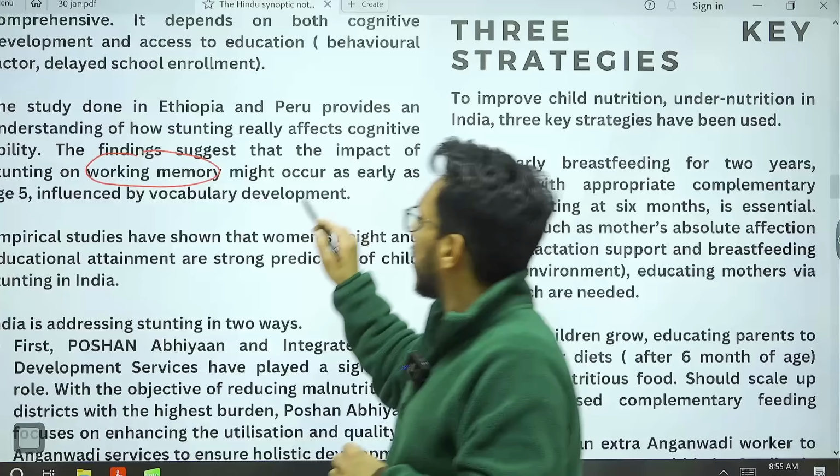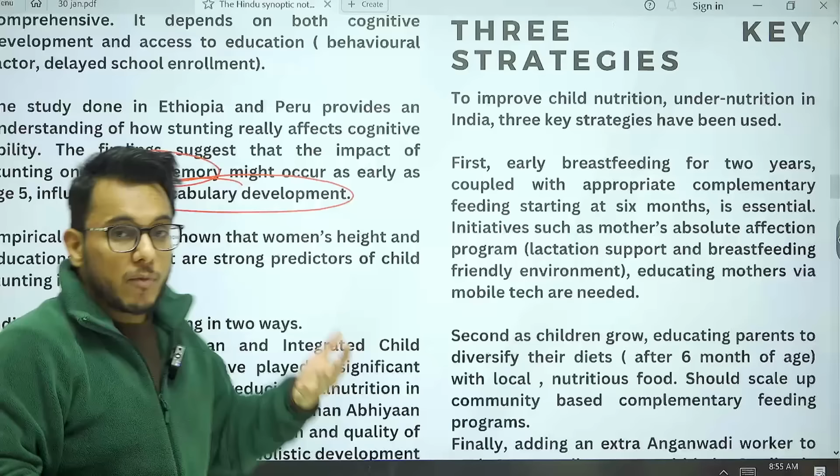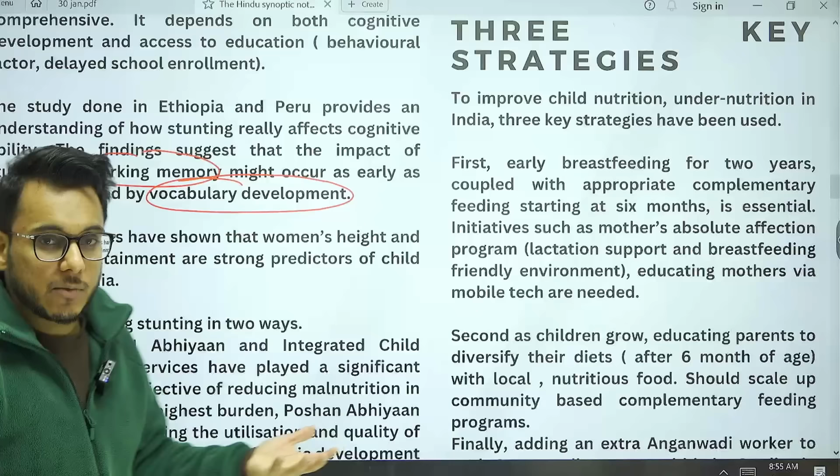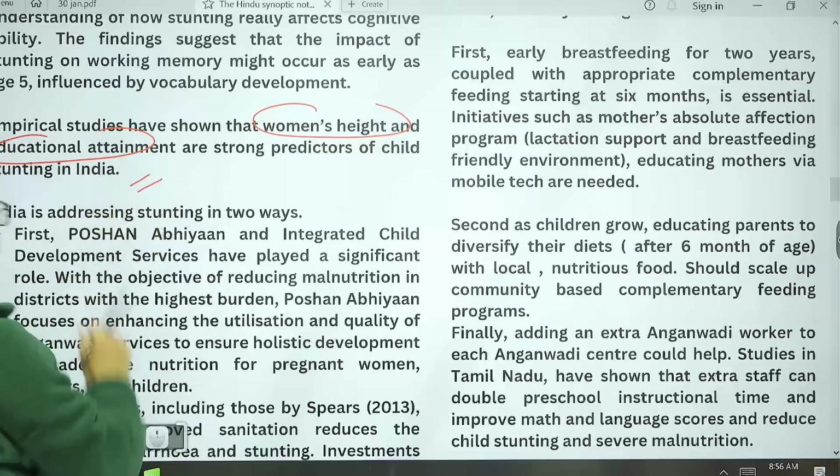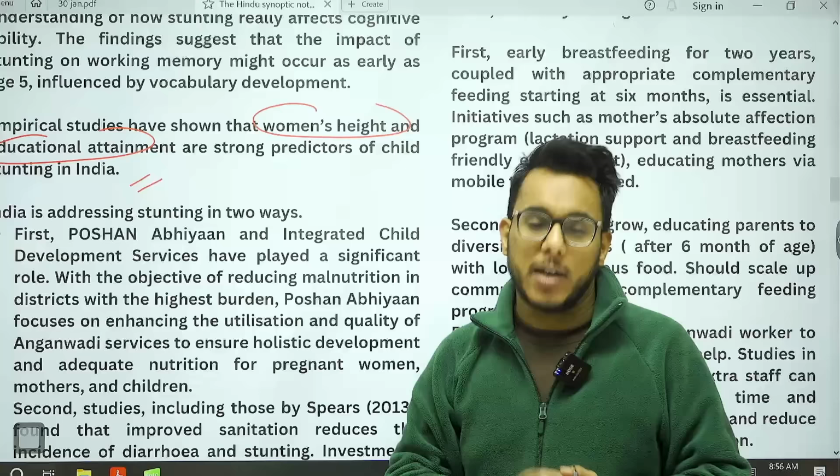Also, it has been provided that good nutrition, along with improving working memory, also impacts one's vocabulary development. And these particular benefits compound over the years. Also, it has been provided that women's height and educational attainment are strong predictors of child stunting in India. If women's height is not stunted and if the woman is educated, then child stunting will also not happen. Okay, so these are some of the correlations that have been there.